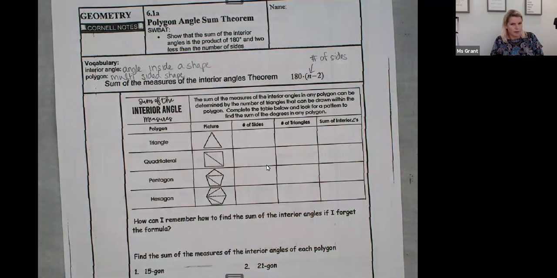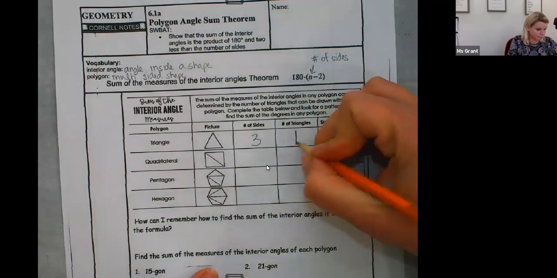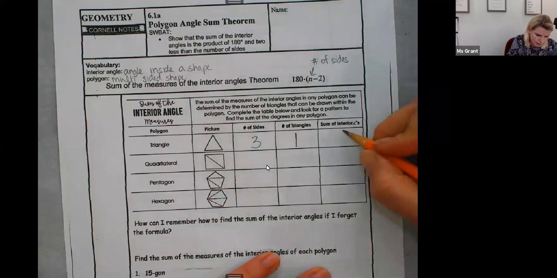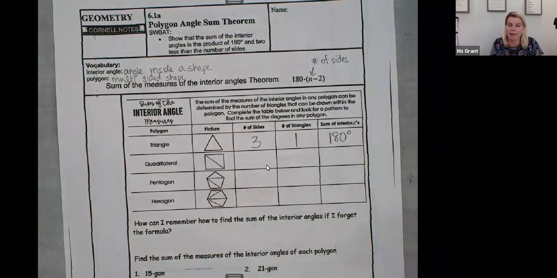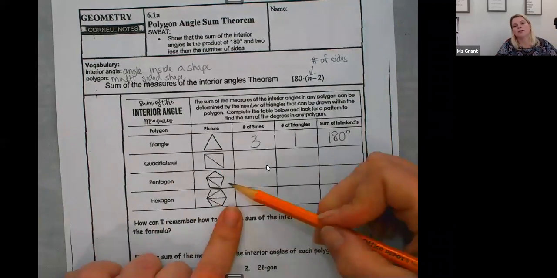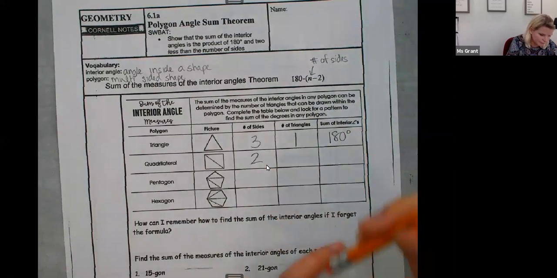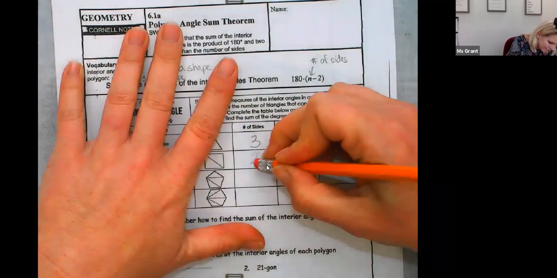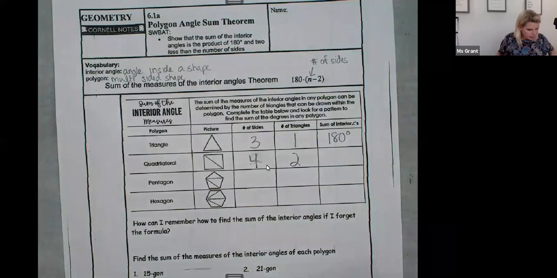So that's going to be a triangle. A triangle has 3 sides. How many triangles are in a triangle? 1. So the sum of the interior angles is 180 degrees. Making triangles inside of a shape is a way to figure out how many degrees all of the interior angles add up to. In a quadrilateral, I can only draw one line diagonally to make 2 triangles. So number of sides, 4. Number of triangles, 2. And that's going to be 360 degrees.